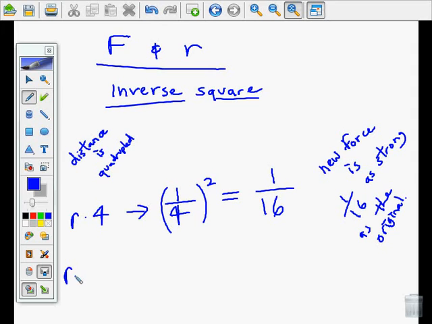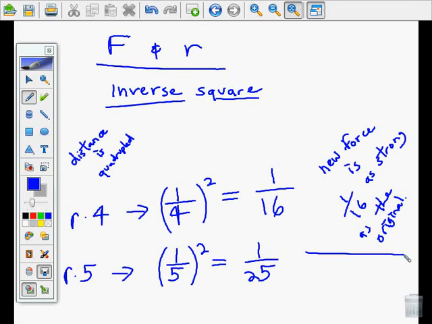If the distance was 5 times the original distance, take the reciprocal, 1/5, square it, you get 1/25. The new force would be 1/25 of the original force of attraction. Inverse square law.